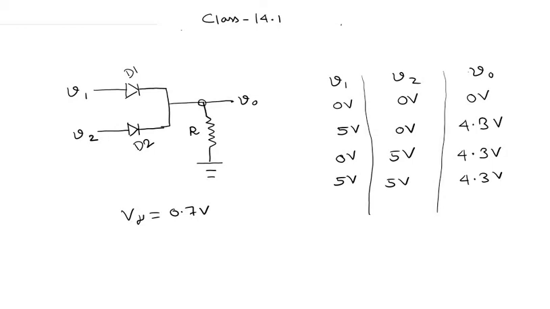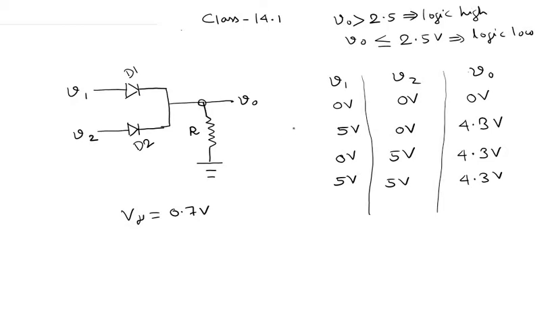Okay, now if we consider that for, let us say, V greater than 2.5 volts, we would consider this to be logic high, and V0 less than or equal to 2.5 volts, we consider this to be logic low. Okay, so in that case, we see that we get a truth table.